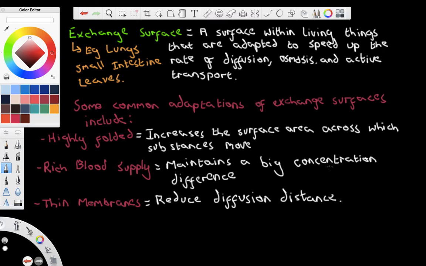So exchange surfaces are surfaces within living things that are adapted to speed up the rate of diffusion, osmosis and active transport. Examples include the lungs, the small intestine and the leaves. Some common adaptations of exchange surfaces include that they are highly folded, which increases the surface area across which substances can move. They have a rich blood supply, which maintains a big concentration difference, which speeds up diffusion. And they have thin membranes, which reduce diffusion distance.